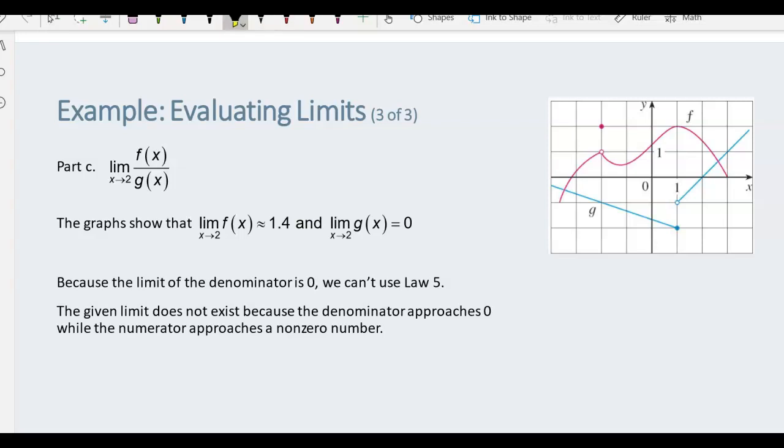And we're looking at what's happening as the graph approaches x equals 2, which is over here. For the function f, it looks like the graph is approaching about 1.4. And for the function g, it looks like the graph is approaching 0. Well, unfortunately, we're not able to evaluate the limit because g is the function in the denominator, and we can't have this equal to 0. In this case, we also would say that the limit does not exist.